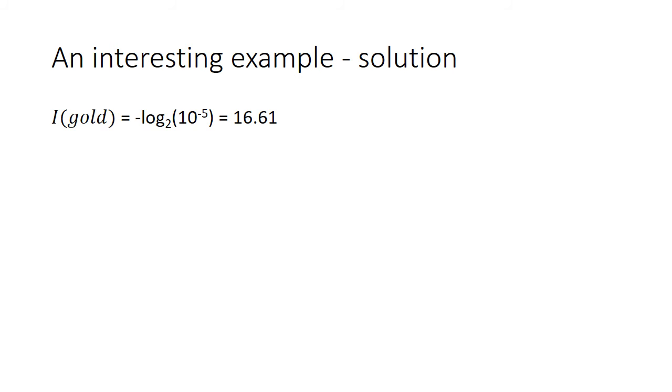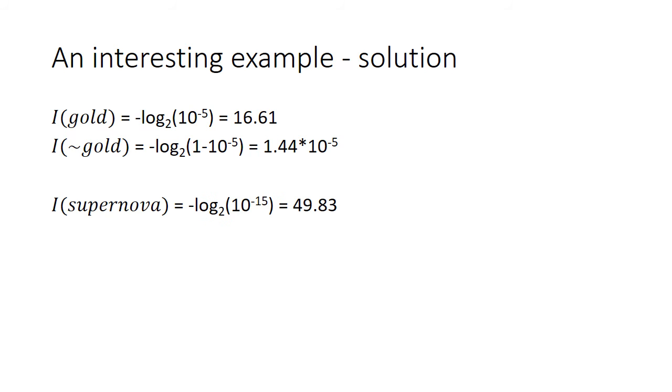So let's first list down the information value of certain events. Information of India winning a gold medal is 16.61. Information conveyed by India not winning the gold medal is 1.44 times 10 to the power of minus 5. These are simple applications of the minus log p expression that we have already derived. Information conveyed by a supernova happening is 49.83, and information conveyed by a supernova not happening is 1.44 times 10 to the power of minus 15. As simple as that.